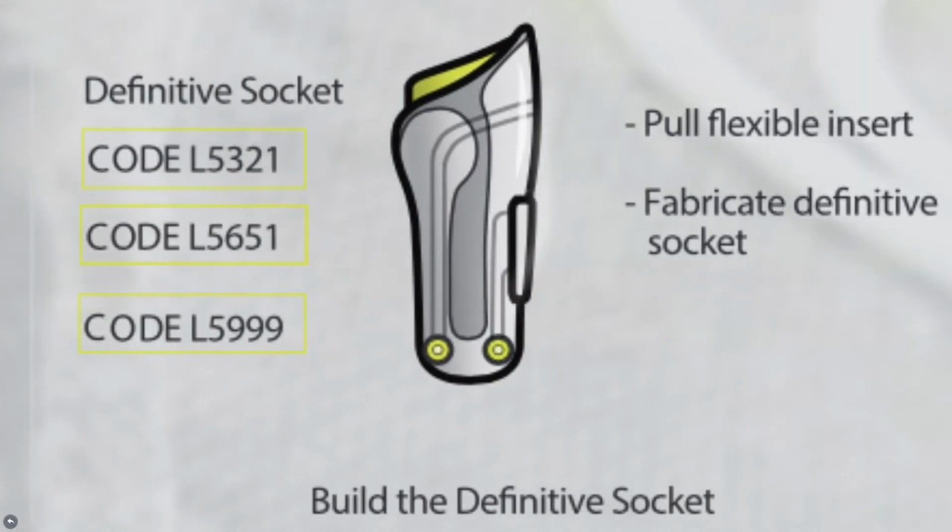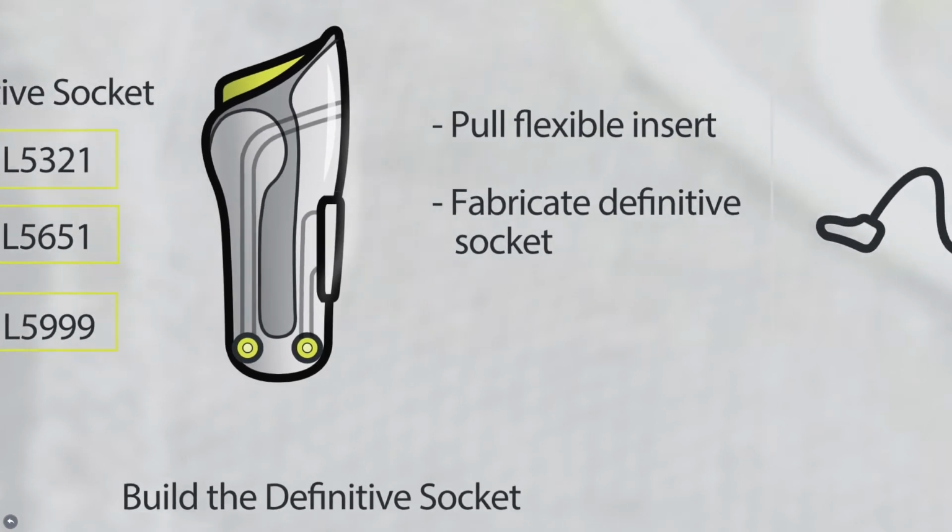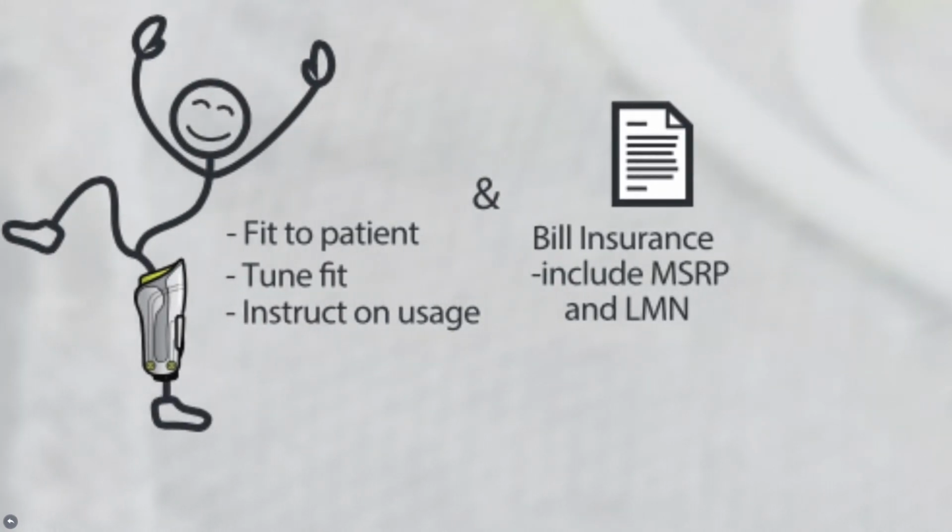3. Make a positive model of the check socket, and then pull the flexible insert and fabricate the definitive adjustable socket. Use codes L5321, L5651, and the optional L5999 code. 4. Fit to the patient, tune, and instruct on usage. Then bill to insurance.